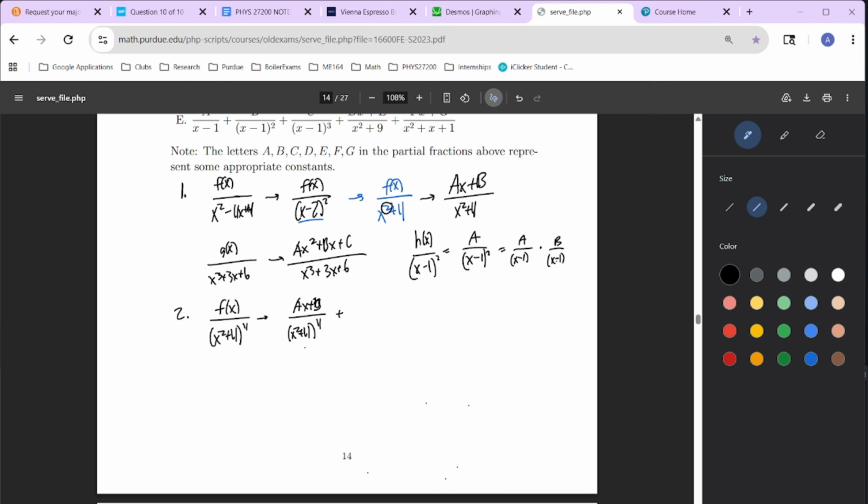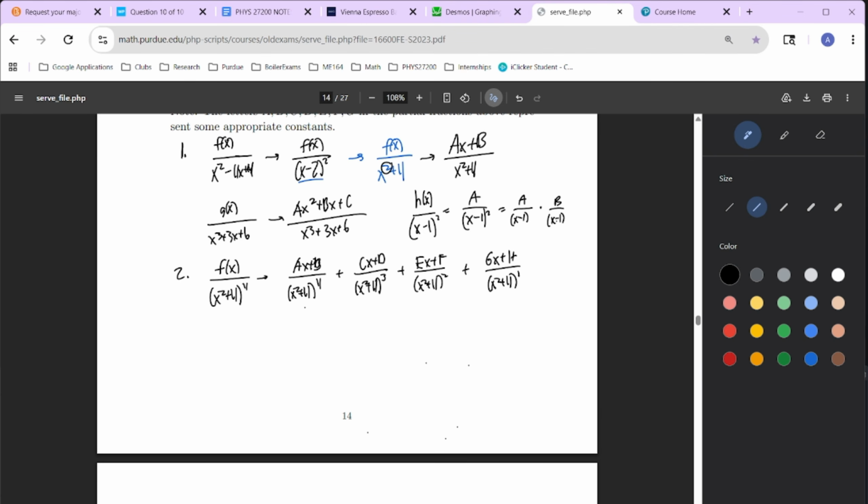But then you do cx plus d over x squared plus 4 to the 3rd, and then plus ex plus f over x squared plus 4 to the 2nd, and then plus gx plus h over x squared plus 4 to the 1st power. The idea is that you start at the highest, and then you get lower and lower and lower, and you sum all those general solutions up. This can be pretty easily represented by an example here.